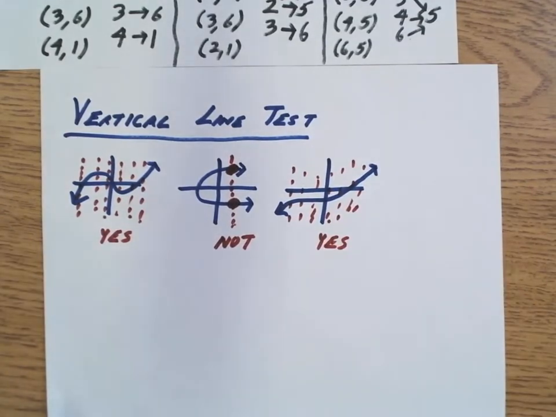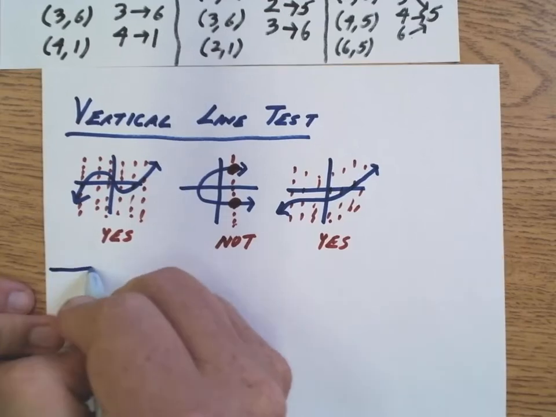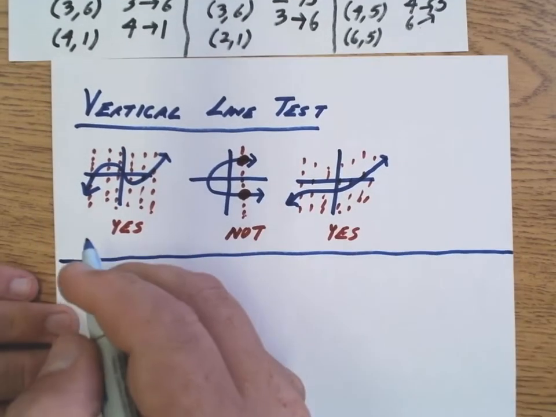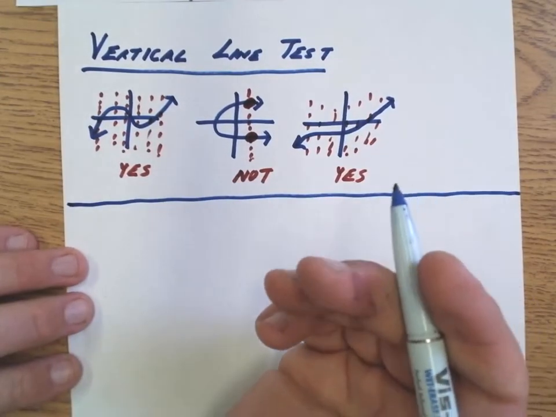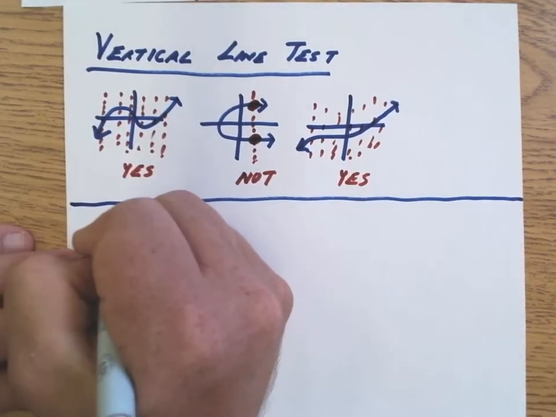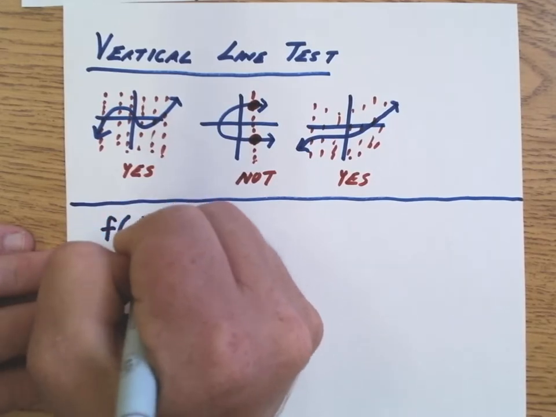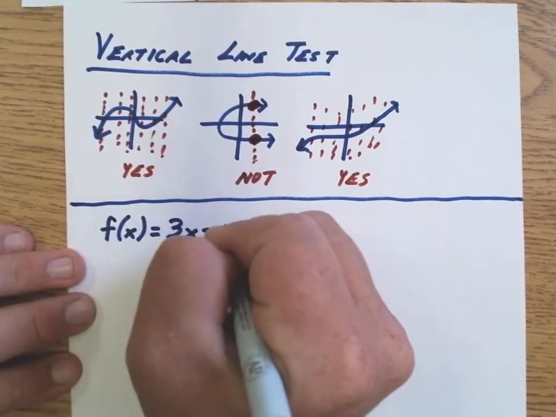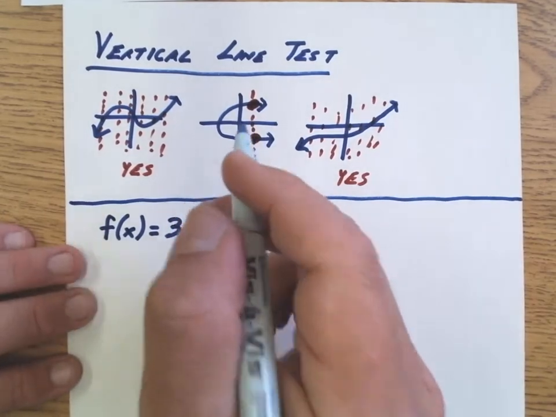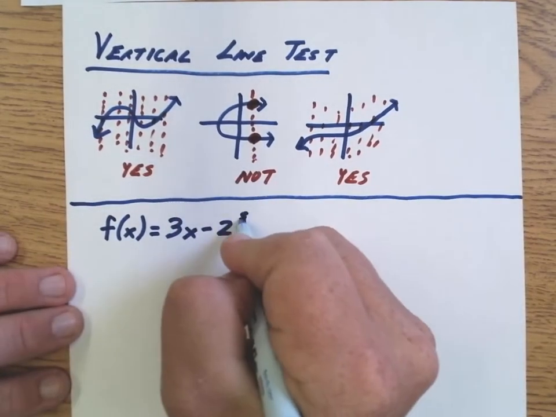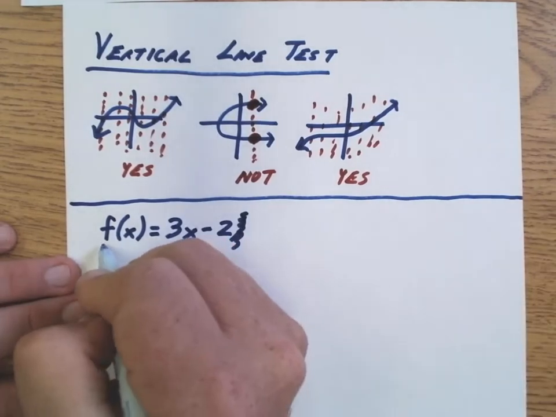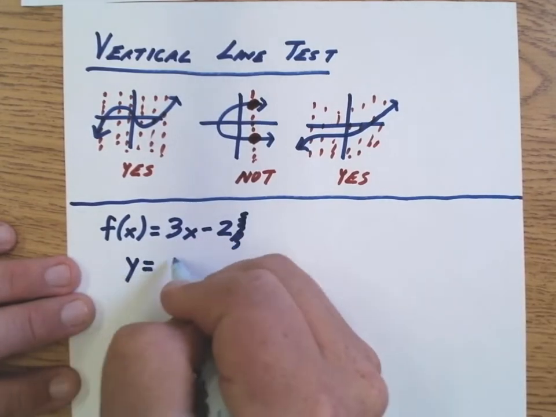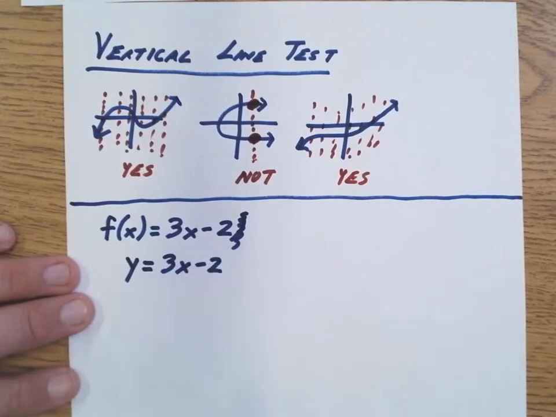Functions. So what is the notation we use for functions? Well, we give functions a name, and functions are like equations. So we might say f of x equals 3x minus 2. Now what does that really mean? Well, f of x is kind of like y. y equals 3x minus 2.